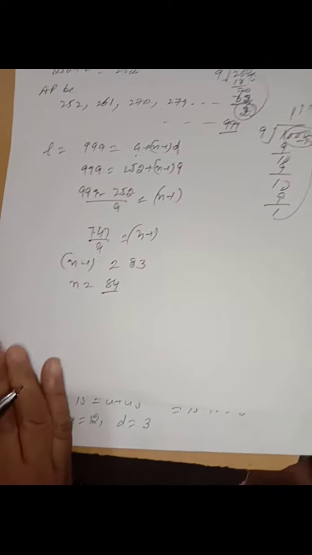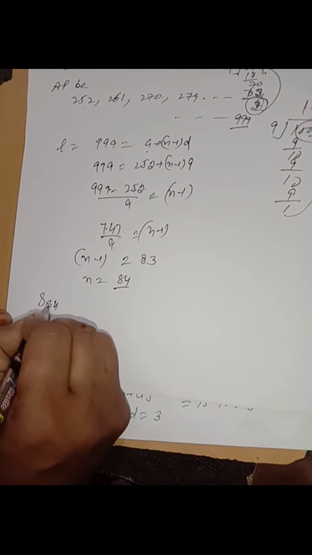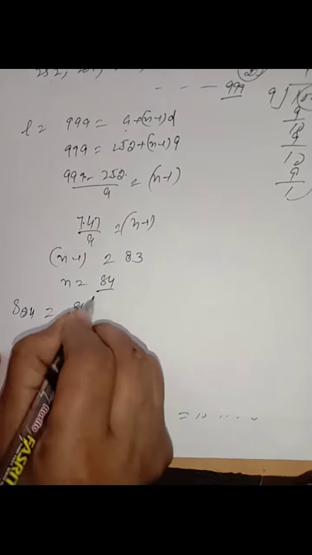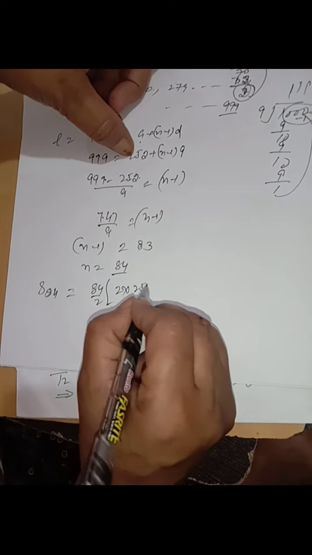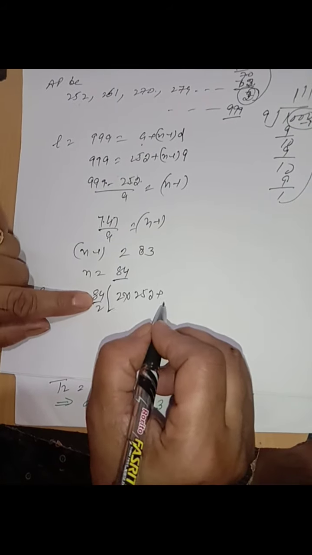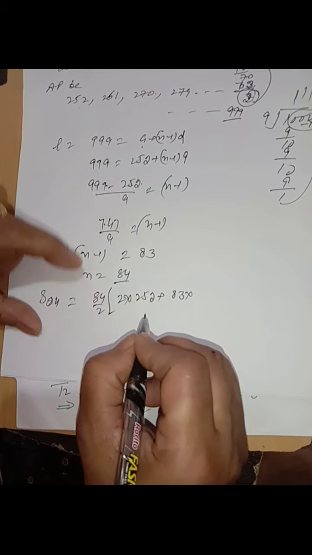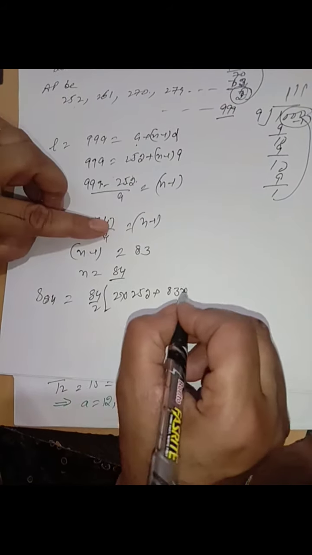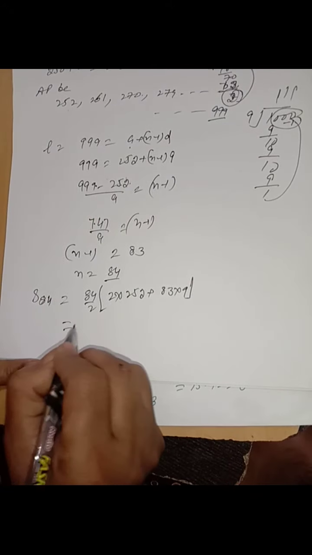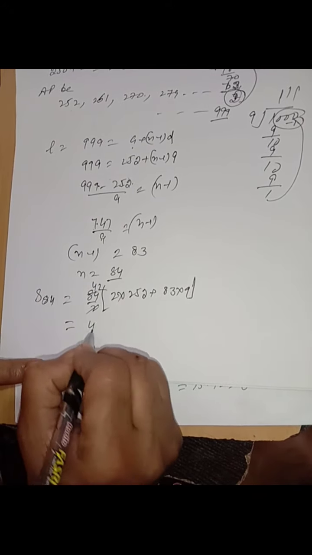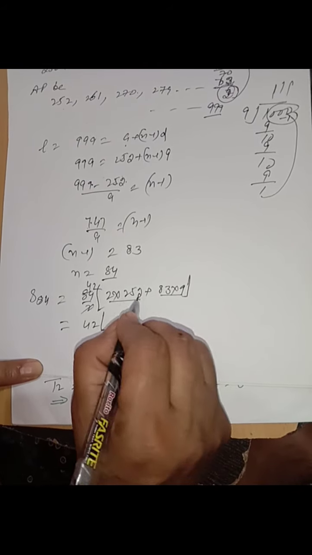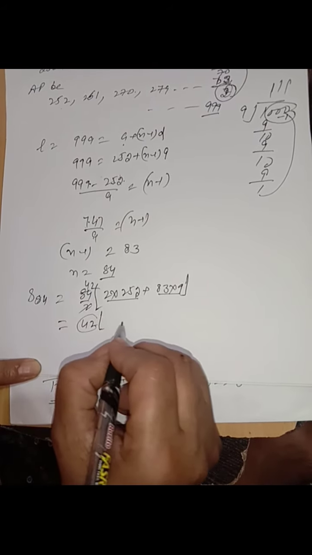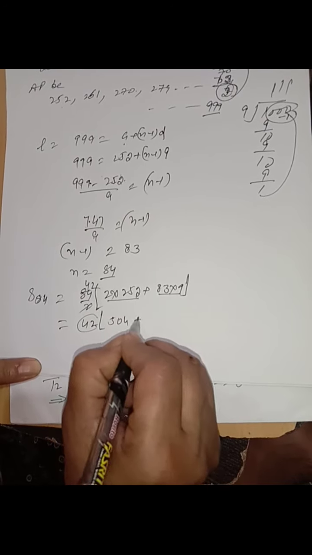Now we will find the sum. S84 is equal to 84 by 2 into 2 into a, a is given as 252, plus n minus 1, 83, into d. What is d here? 9. Now beta, you can solve this. Take the product of this, then the product of this, add, and multiply by 42, and you will get the answer.